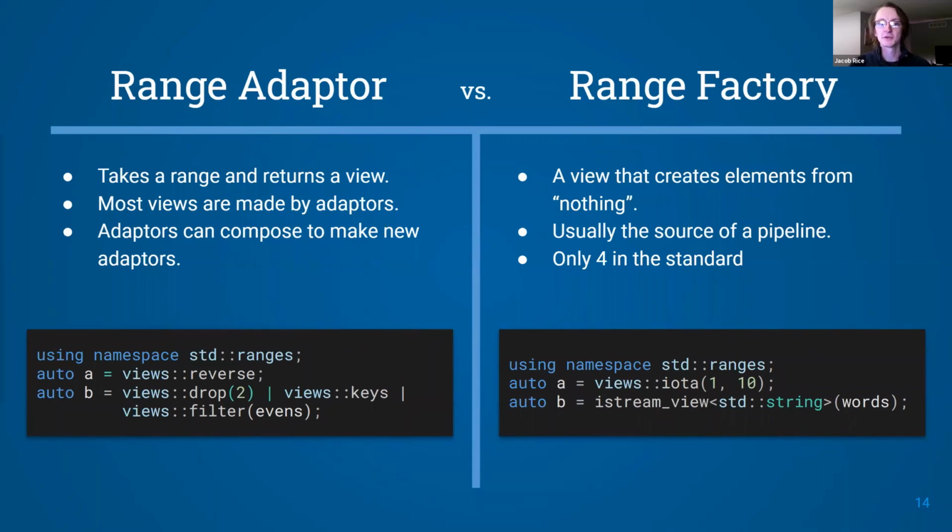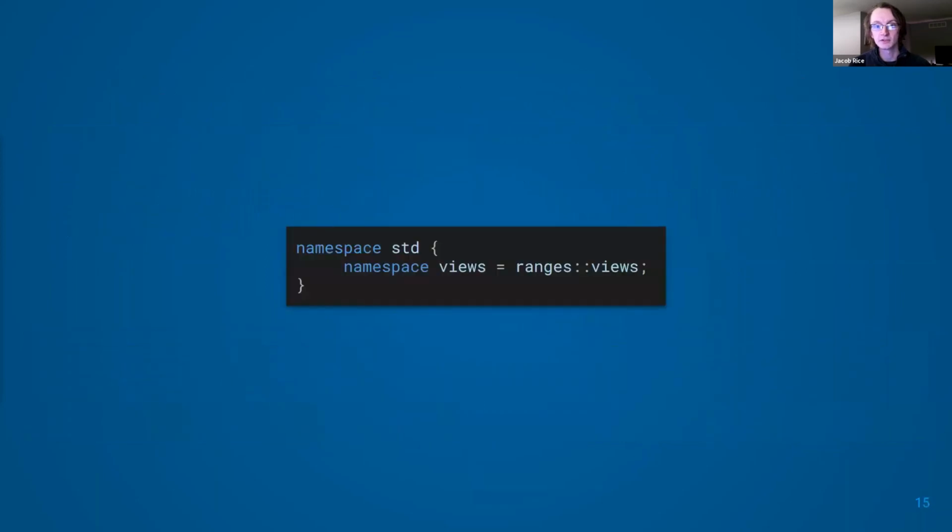So we're going to be focusing mostly on the left column, on range adapters during this. Range factories are very interesting, but I don't have as much experience with them. A lot of this will cover both of them, but that's a topic for another talk, I'm sure. Also, really quick, just a nice little thing in the standard that I want everyone to be aware of. If you're using the namespace views, you don't have to go through ranges first. It just makes everything easier to read.